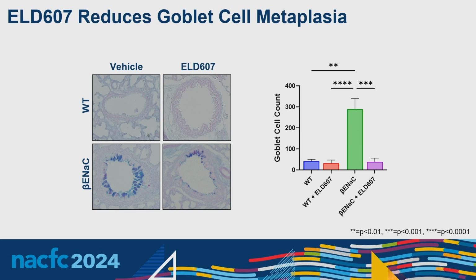We next performed AB-PAS staining to look at goblet cells within the airways. And if you see in the bottom left panel, there is goblet cell metaplasia occurring within the airways of these beta-ENaC mice. And after treatment with ELD-607, we also saw a significant reduction of goblet cells within the airways. And they returned to levels similar to what we also see in the wild-type mice as well.